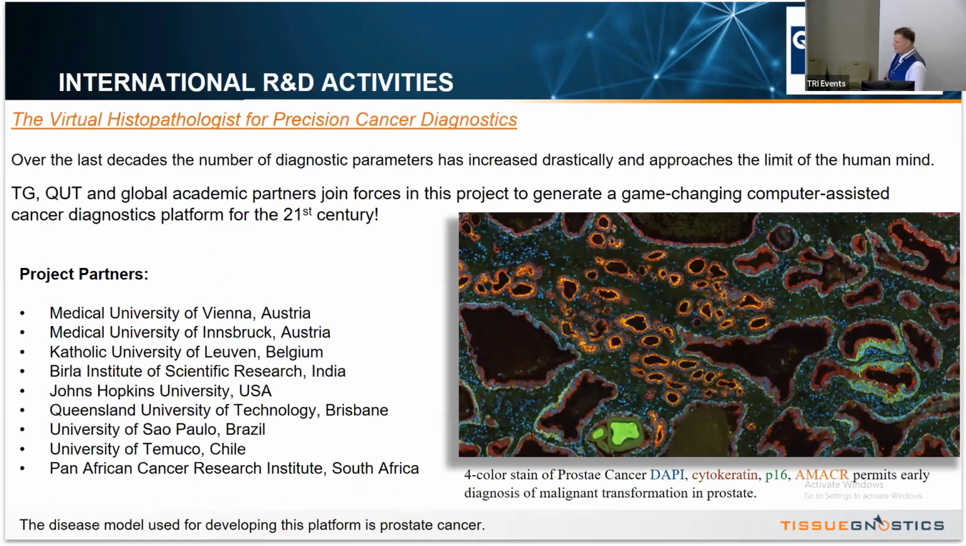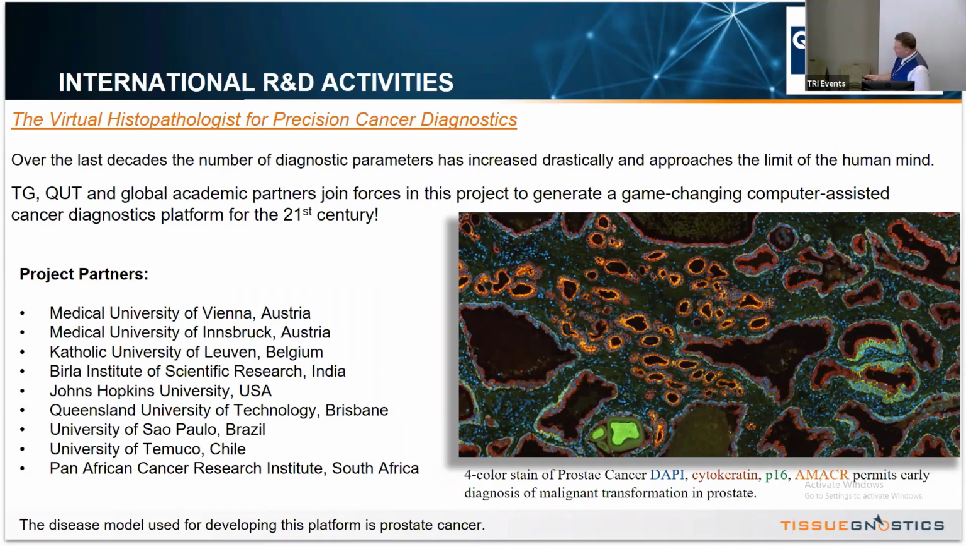Now, the need for quantification is also the link from me, or from TissueGnostics, to QUT. I'm currently working with Jyotsna Batra in her lab at level 3. Together we have defined a project that we call the Virtual Histopathologist for Precision Cancer Diagnostics. That is an AI-based decision support system for histopathology.